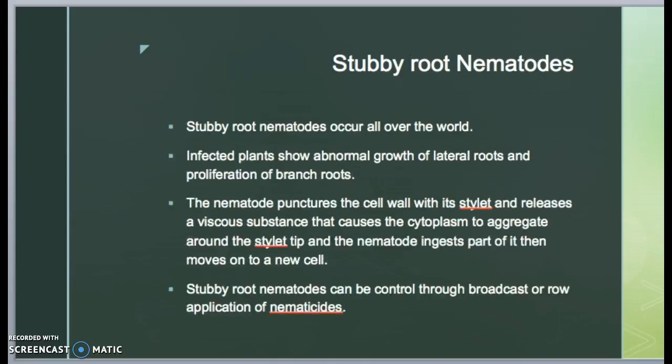Stubby root nematodes. Stubby root nematodes occur all over the world. Infected plants show abnormal growth in lateral roots and proliferation of branch roots. The nematode punctures the cell wall with its stylet and releases a viscous substance that causes the cytoplasm to aggregate around the stylet tip, and the nematode ingests part of it, then moves on to a new cell. Stubby root nematodes can be controlled through broadcast or row application of nematicides.